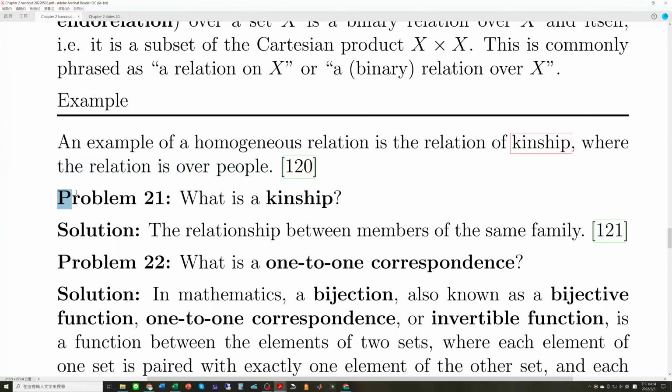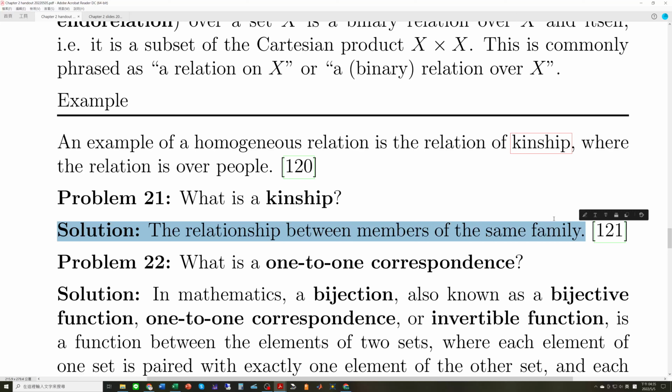Let us see problem 21. What is a kinship? Solution: the relationship between members of the same family. It is called kinship here.